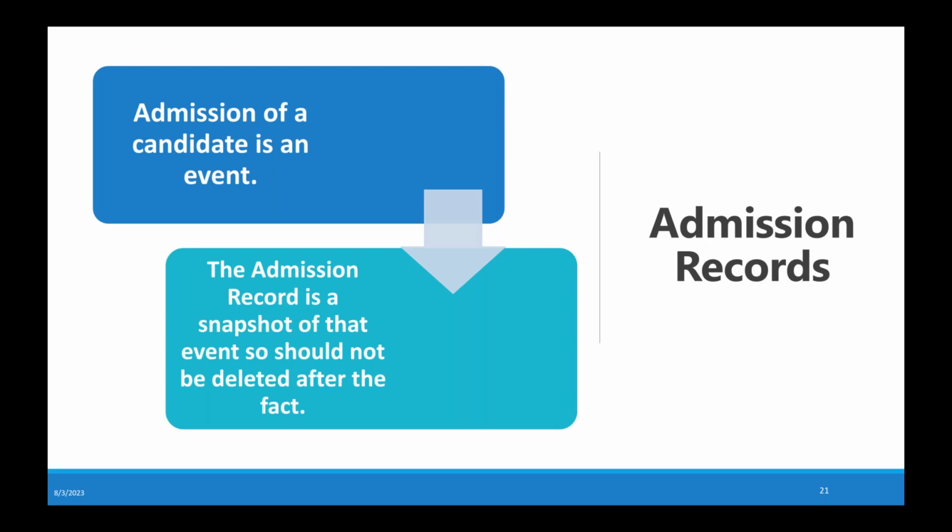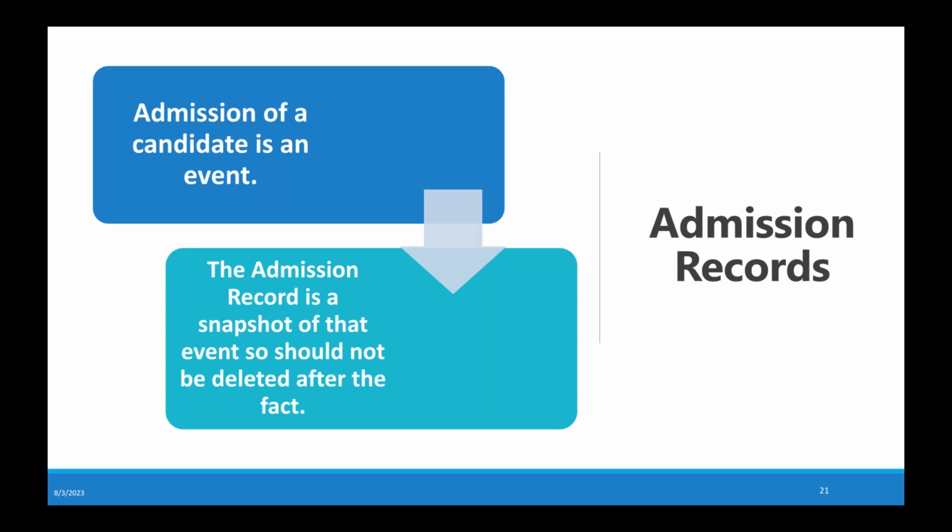If a candidate changes certificate area after admission, do not alter the existing admission record and do not create a new admission record. Instead, retain the written change request in the candidate's file and update the information in test approval and the finisher records list in ECOS to reflect the new certificate they are seeking. You can add or change this information either manually or through a bulk upload. Remember, admission of a candidate is an event. The admission record is a snapshot of that event, so it should not be deleted after the fact, unless you made a mistake.